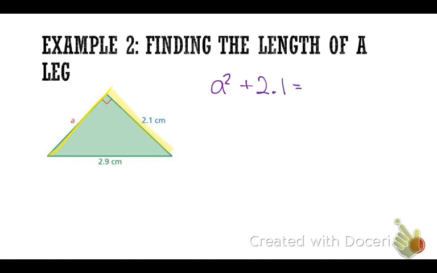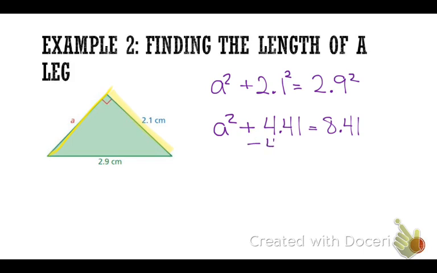So 2.1 squared plus a squared equals 2.9 squared. All right, so now evaluate your exponents and solve for a. So 2.1 squared is what? What's 2.1 squared? I got 4.41. 4.41. And 2.9 squared? 8.41. Okay, and then what do I do to both sides? Yes, I need to subtract 4.41 from the other side. Okay, because my goal is to get a by itself.